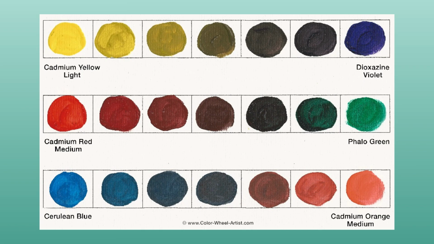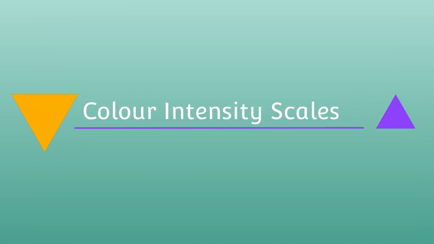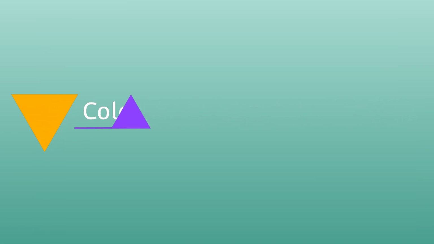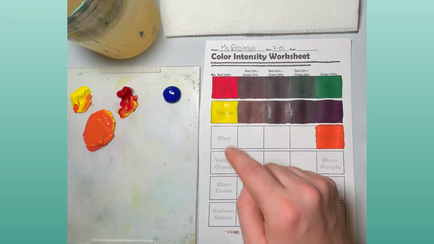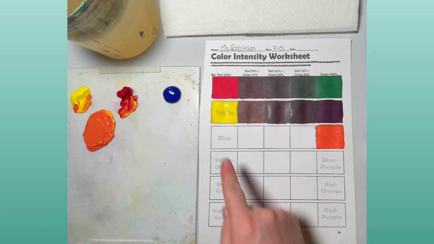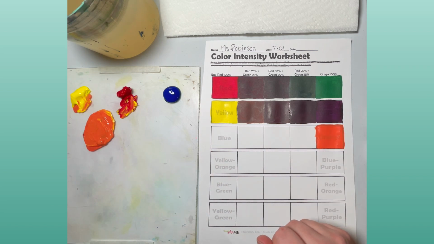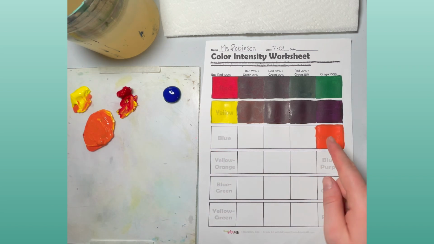You can create a full color intensity spectrum with lots of different swatches in between two complementary colors. Today, we will actually just be mixing a few of them to practice this skill, but you are more than welcome to create great big spectrums like the ones you see here in your sketchbook if you would like to. So you see here that I've already painted my red and green color intensity scale, and I've done my yellow and purple, so now it's time to move on to my third set, blue and orange.